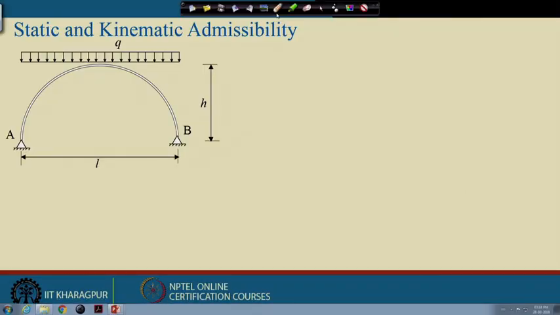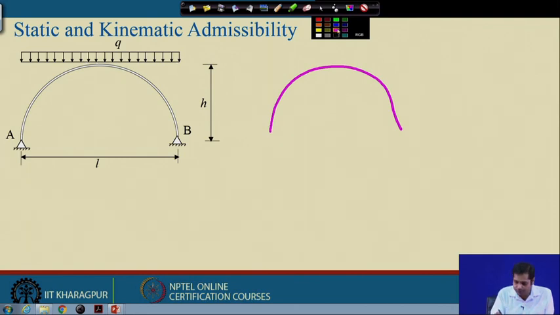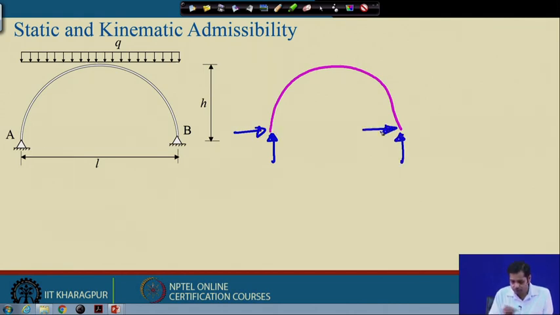Now, in order to demonstrate that, let us take one example here. We already know what is an indeterminate and a determinate structure. So, this is a statically indeterminate structure, right? Why is it a statically indeterminate structure? Because if we draw the free body diagram of the structure, then we have two forces here. These are hinges. These are two forces, right? And then we have the externally applied load like this.